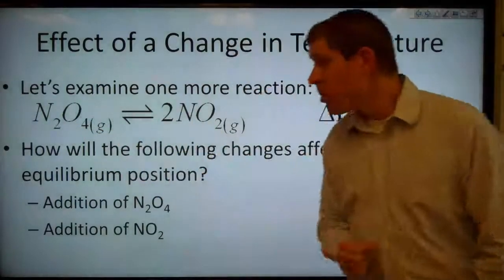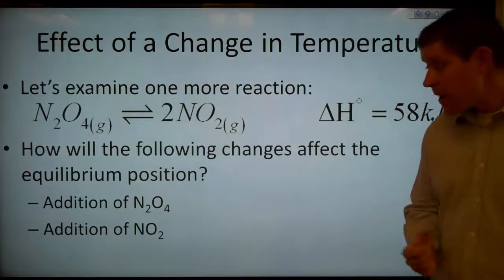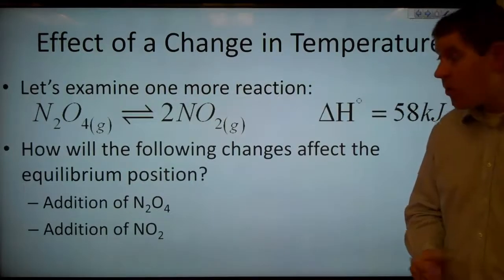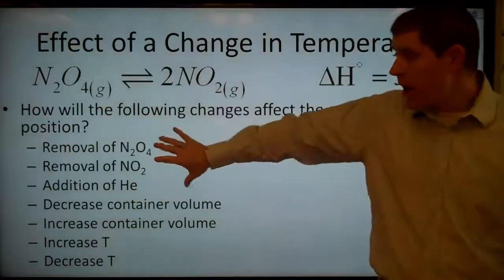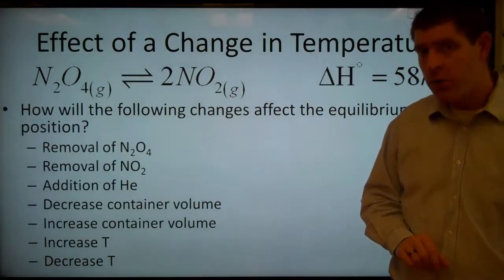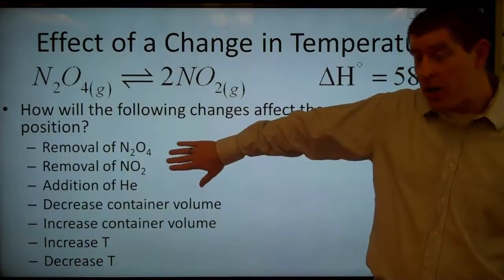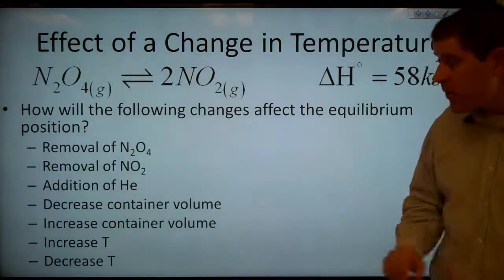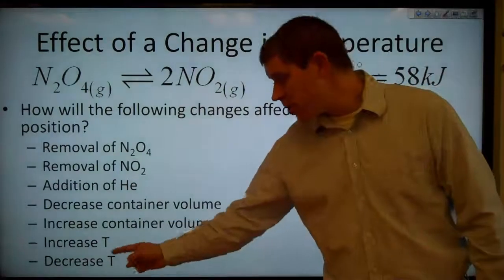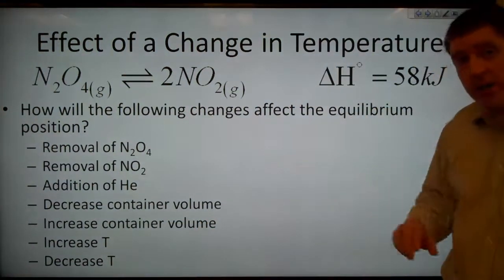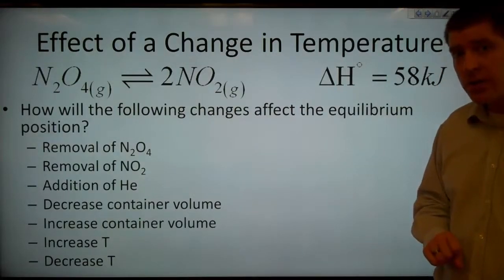So if we add some more N2O4, we're adding a reactant, we will shift the equilibrium to the right. If we add some more NO2, we're adding a product, we're going to shift the equilibrium to the left. So now we have a few other changes we can make. We can remove some N2O4, we can remove some NO2, we can add some helium, we can decrease the volume of the container, we can increase the volume of the container, we can increase or decrease the temperature. Again, I want you to pause the video, figure out for yourself which direction you think the equilibrium is going to shift in each of these cases.